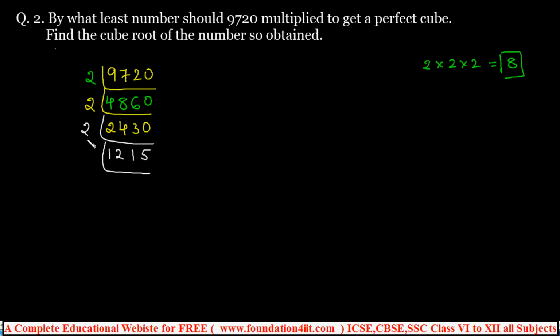Next, check with the 3. For the divisibility rule for 3, we have done some videos previously. You can see those also. 1 plus 2, 3, 3 plus 1, 4, 4 plus 5, 9. 9 is divisible by 3. So we can use this 3.